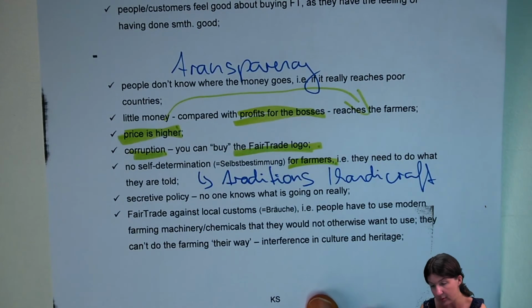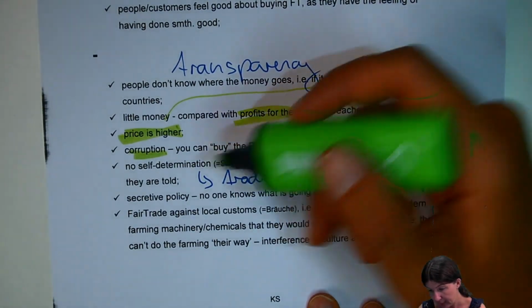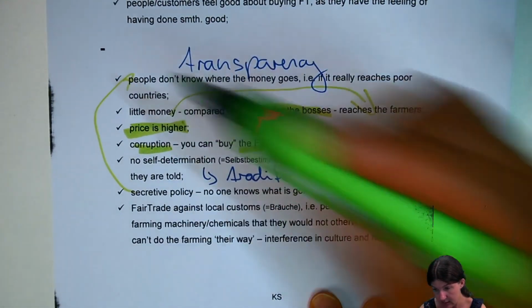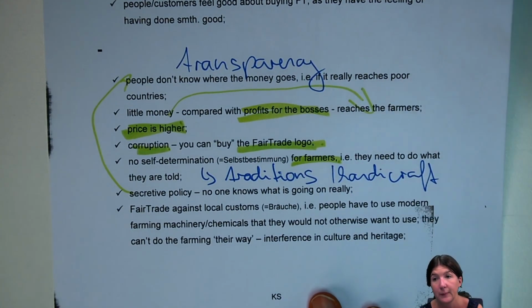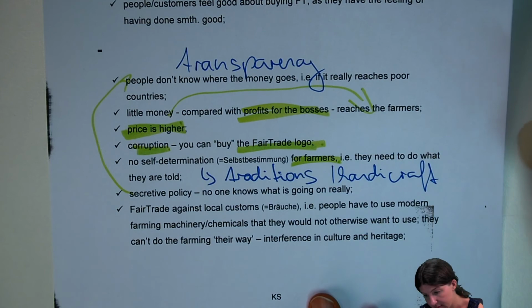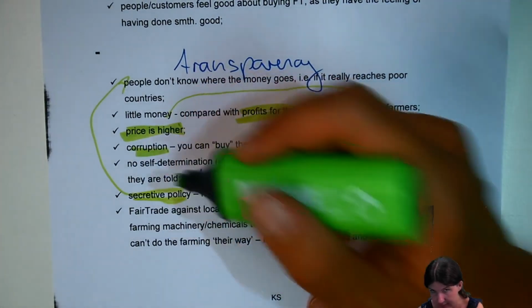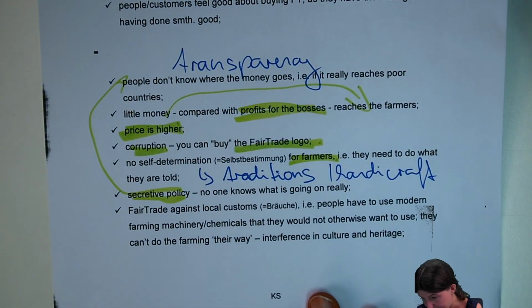Secretive policy, no one knows what's going on. Basically, it's just a rephrasing of the first line. We don't really know what's going on. And if fair trade really means fair trade, then maybe they can buy the logo, they can buy the certificate. So it's all kind of secretive, geheimnisvoll kind of thing.